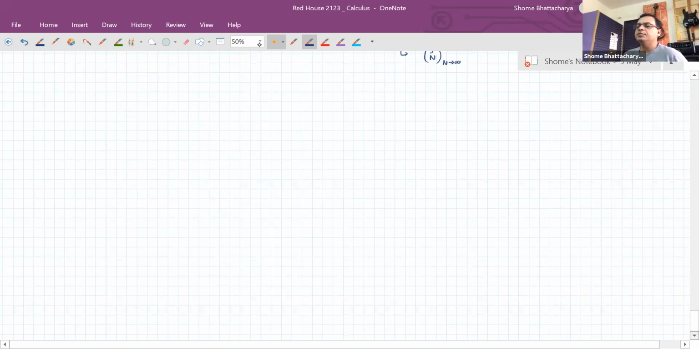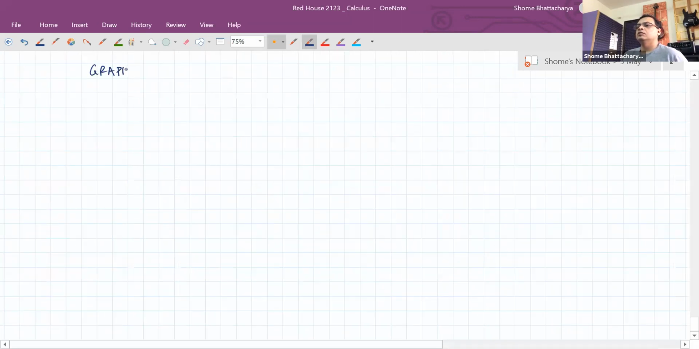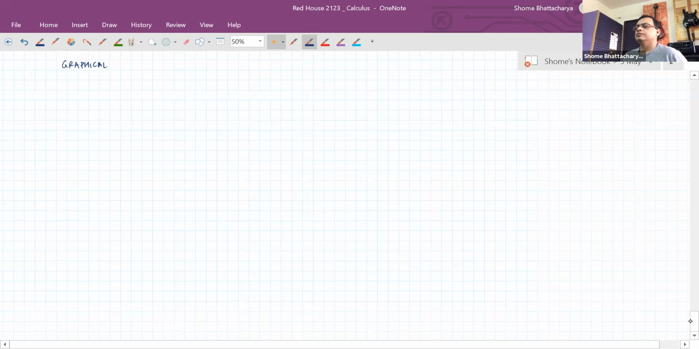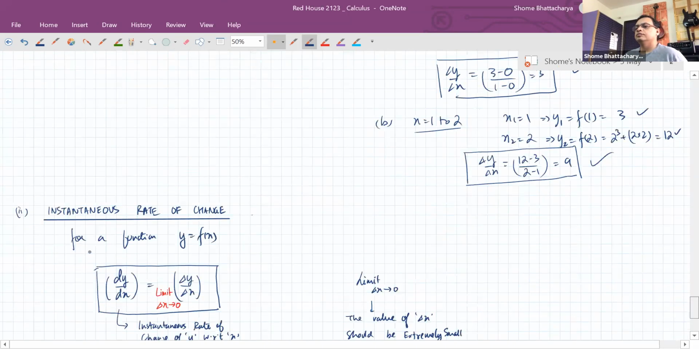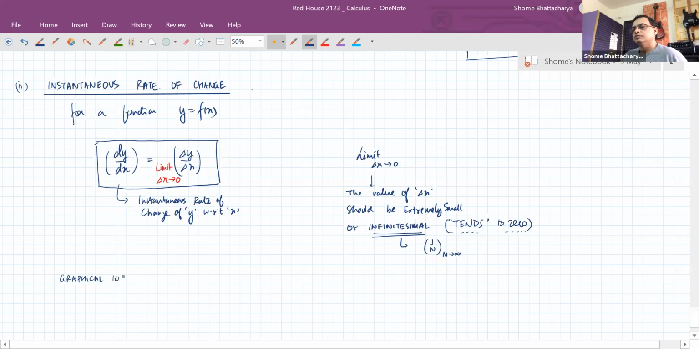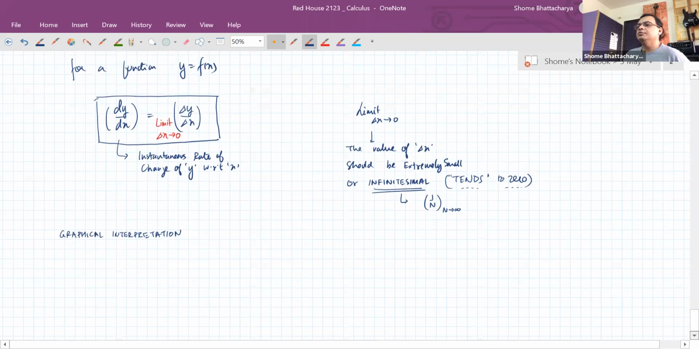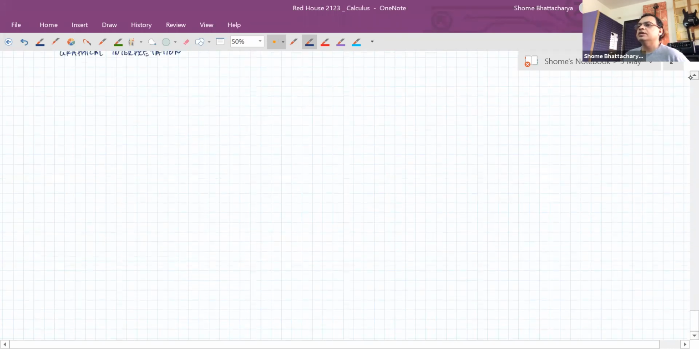Okay, so let's look at the graphical representation. Can you scroll up for a second? Yes, okay, please. Done, sir. All right, done. Yes, sir. Okay. So graphical interpretation of instantaneous rate of change. Let's understand that.